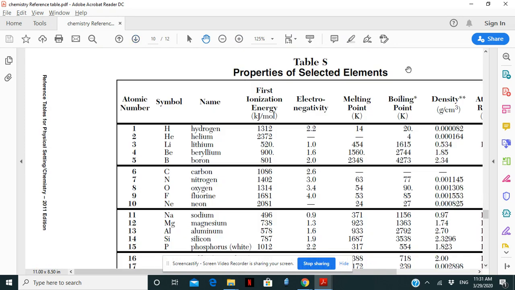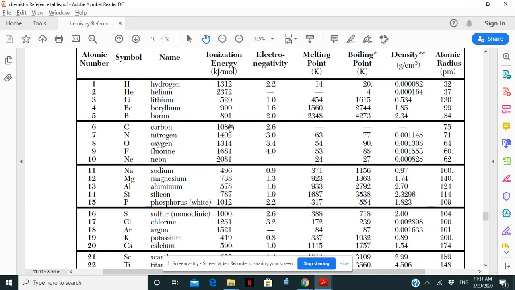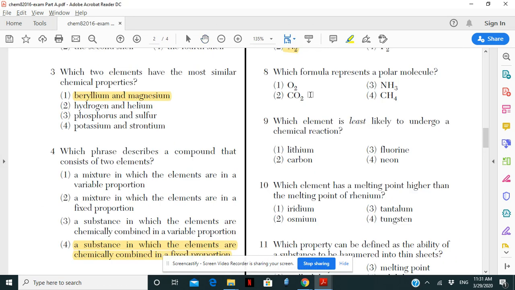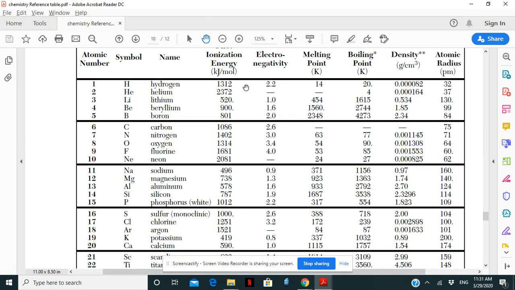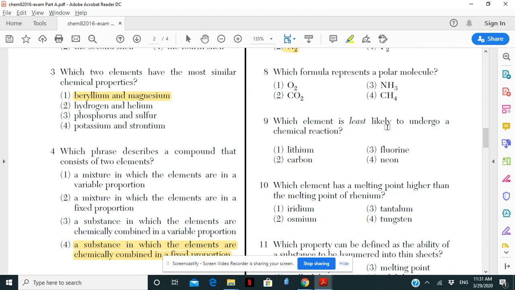I'm checking carbon and oxygen, so I'm going to page 10 here. As you see, carbon, oxygen: the electronegativities are 2.6 and 3.4. If I subtract, it's 0.8, which is less than 1.7, so it's not polar. If you're looking at nitrogen and hydrogen, 2.2 and 3, the difference is 1.8. That's the one with the greatest electronegativity difference, so this is the more polar one. Question 8 is going to be answer 3.